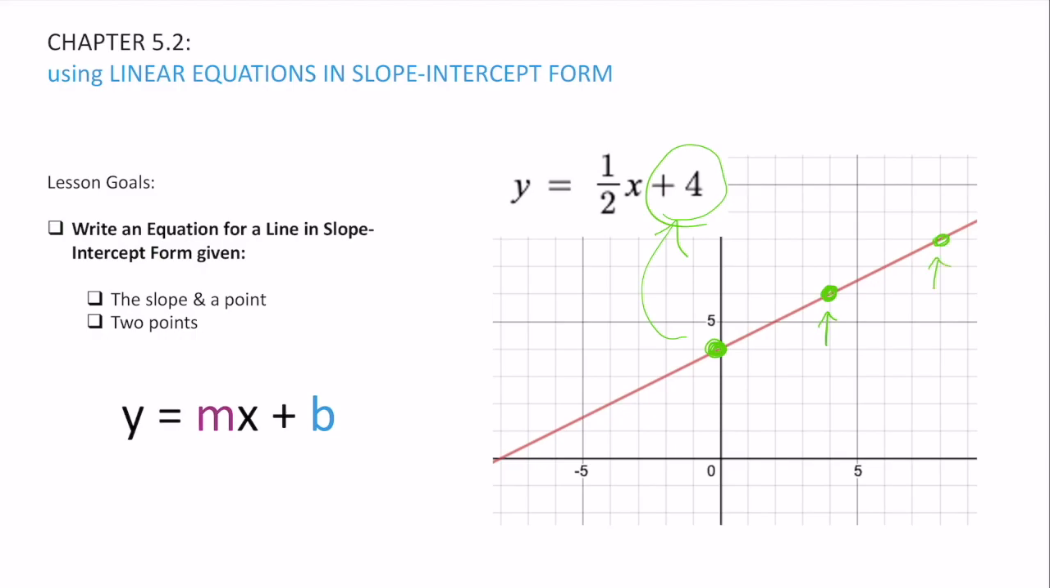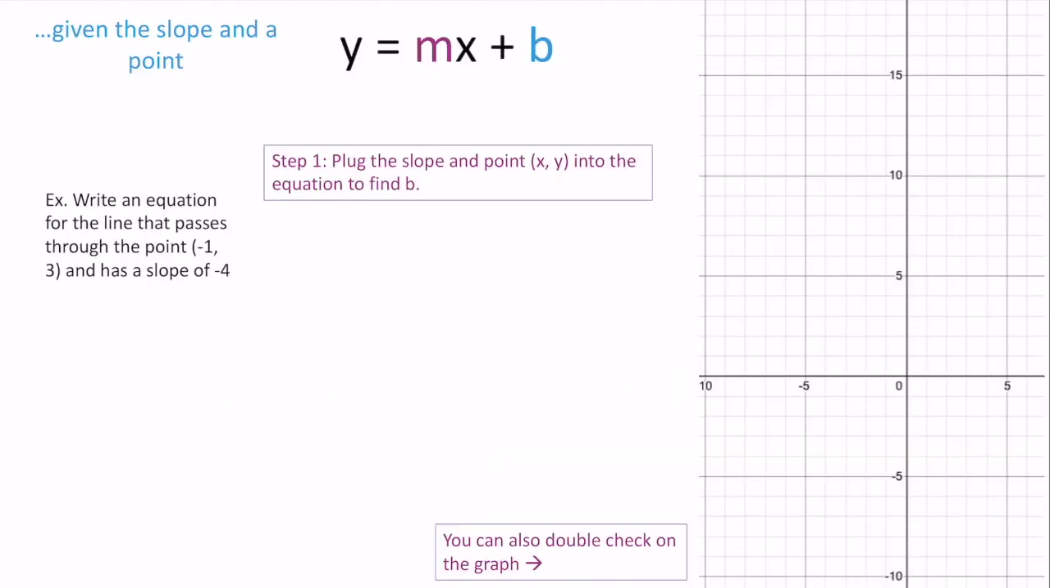And we can still figure out the equation of the line, because we can still figure out the slope, we can still figure out the y-intercept, and once we figure those out, we just pop them in and we're all done. So the first case, given the slope and a point. Write an equation for the line that passes through the point -1, 3. So it goes through that point, which is not the y-intercept, because notice the x value is not 0. And it has a slope of -4.